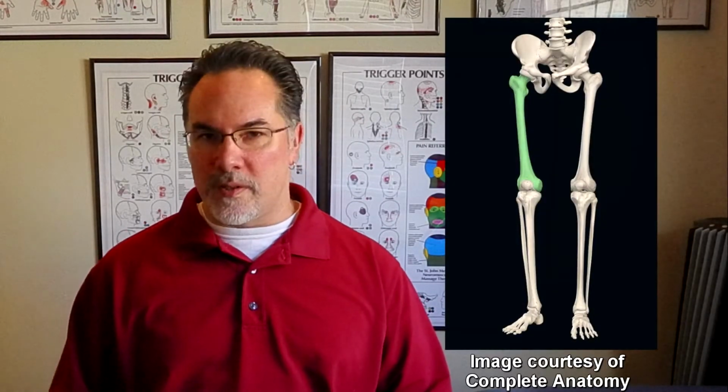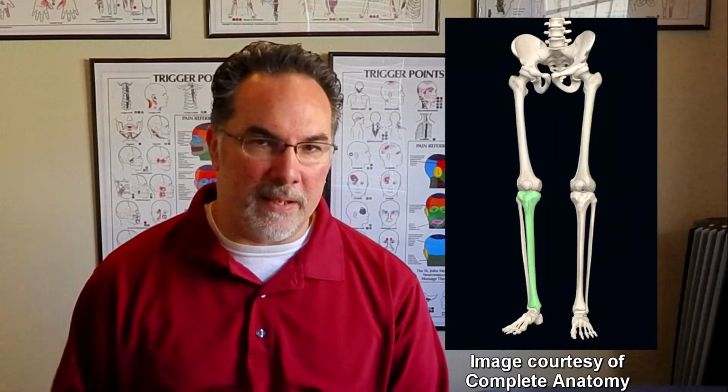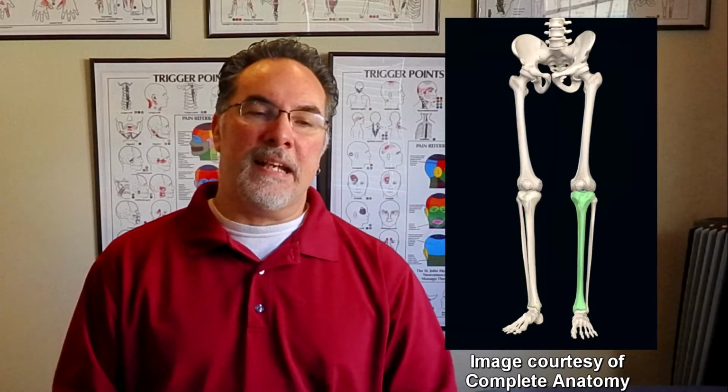When we talk about leg length inequality, we're actually talking about structural leg length inequality. That is to say, either one femur is shorter than the other femur, or one tibia is shorter than the other tibia. So we distinguish between functional and structural. For us, functional leg length inequality simply means that there's some distortion in the hips caused by muscle spasm.